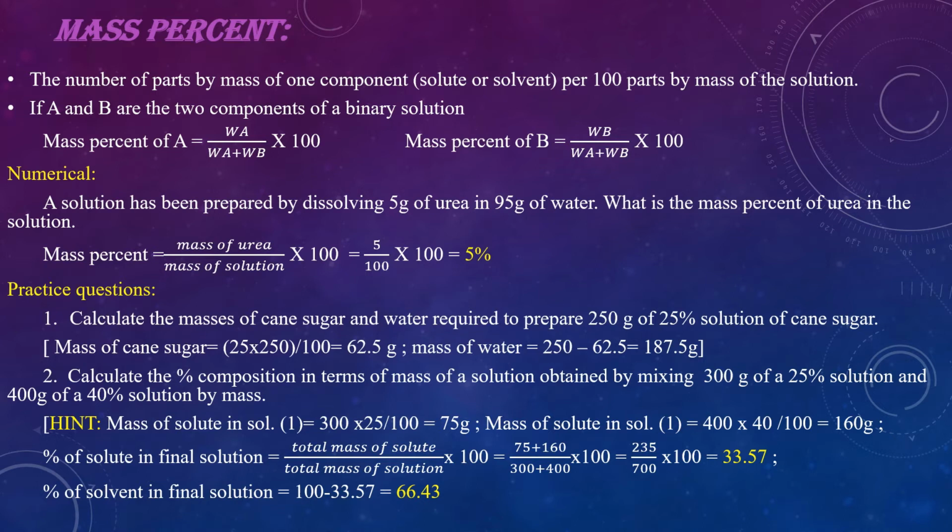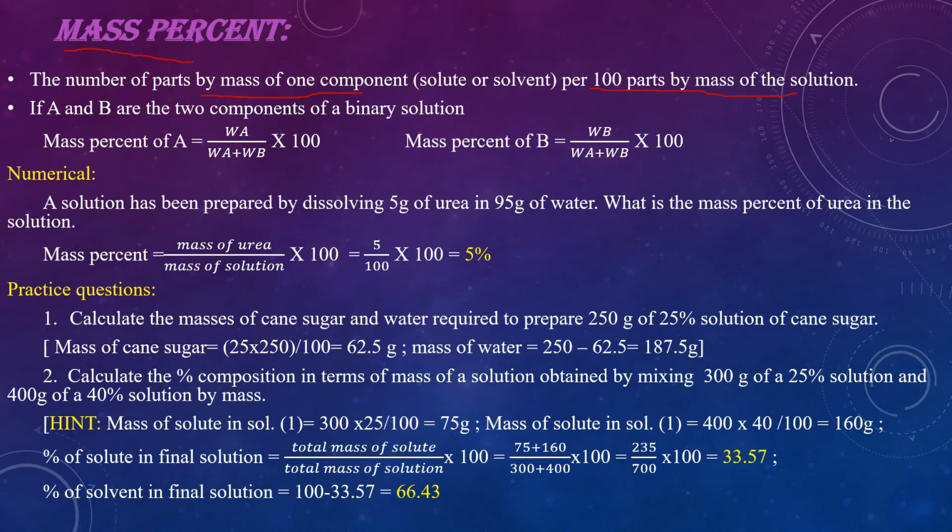Now the next way to express the concentration is mass percent. Now what is mass percent? The number of parts by mass of one component, may be solute or may be solvent, per 100 parts by mass of the solution. That means if we take the mass of the solution as 100 gram, then the mass of the solute is called its mass percent, and the mass of the solvent is called the mass percent of the solvent.